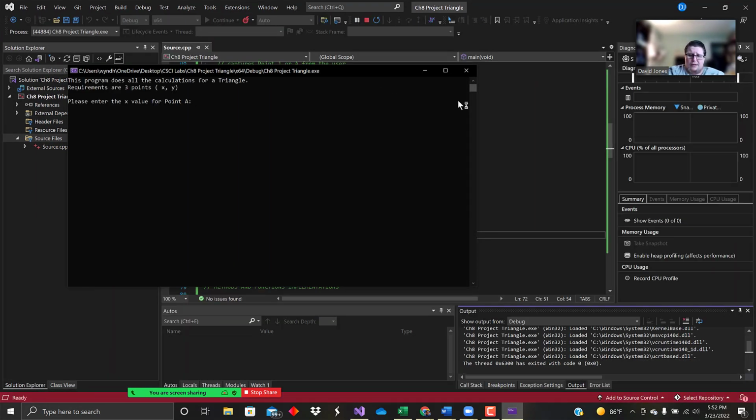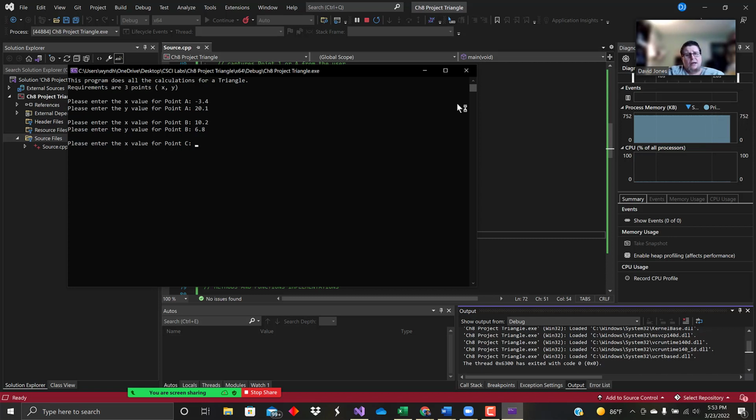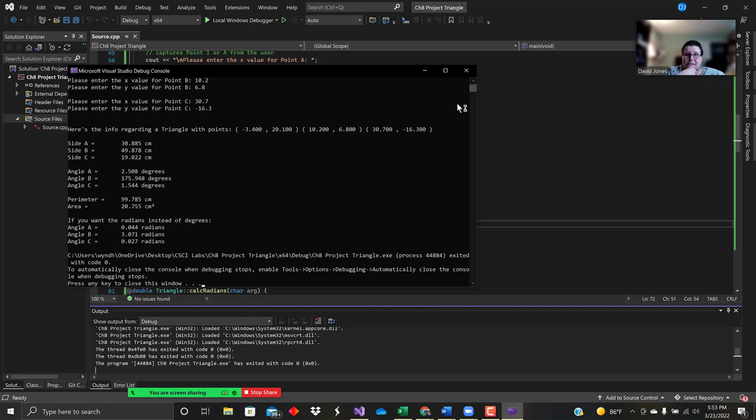So, I don't know, let's go with negative 3.4 and 20.1. And here we'll do 10.2 and 6.8. And let's see, let's have a negative y value one. Let's make it crazy large. 30.7 and negative 16.23. Oh, that's a crappy triangle. Really?